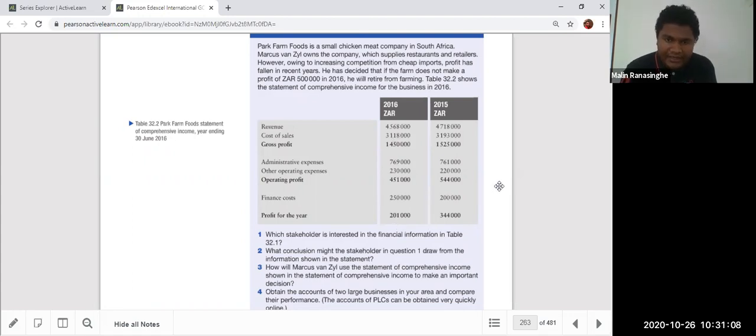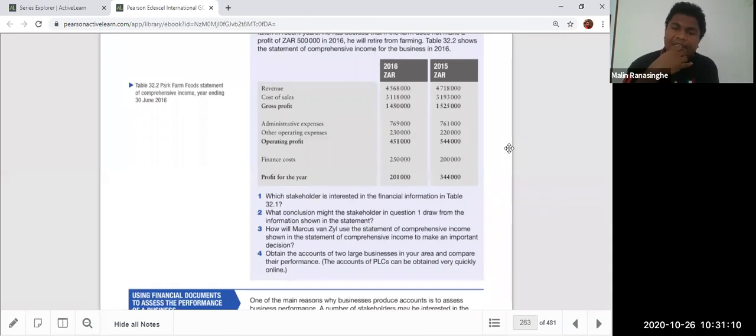Okay, now look at the questions. Which stakeholder is interested in the financial information in the previous table and this table? What conclusion might the stakeholder in question one draw from the information? This is the kind of thing. We have to find this kind of practical situation.